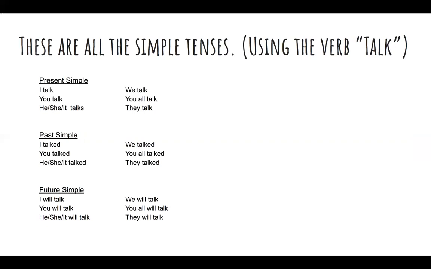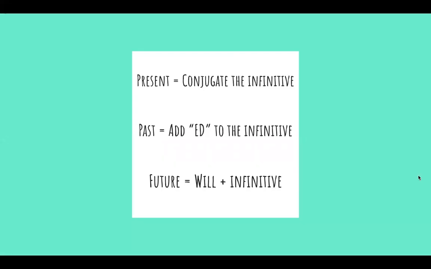Now, if you have not seen the video before, you should see that grammar lecture on pronouns. But I will continue now. How do we write these? How can we understand how to write these verbs? Let's break it down. So for the present tense, you need to conjugate the infinitive. For the past simple tense, add ed to the infinitive. And for the future simple tense, it's will plus the infinitive.